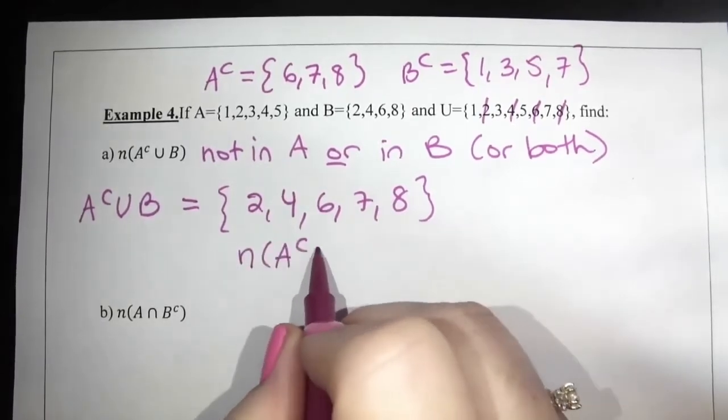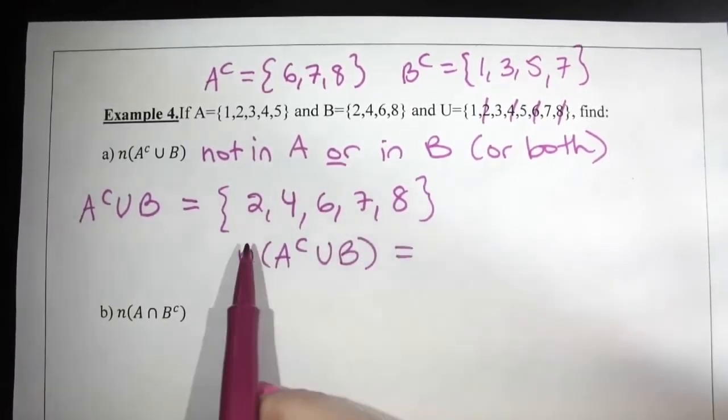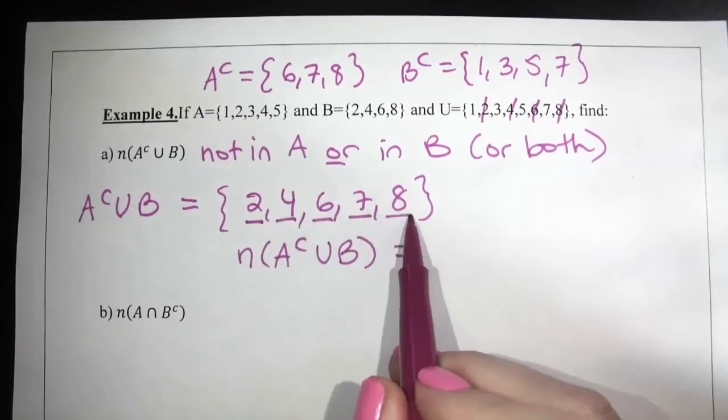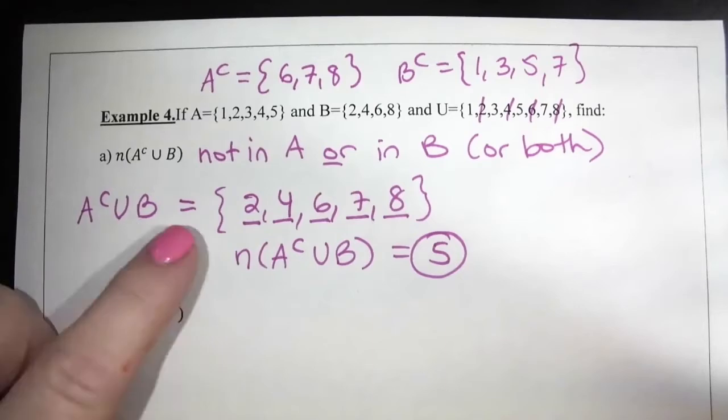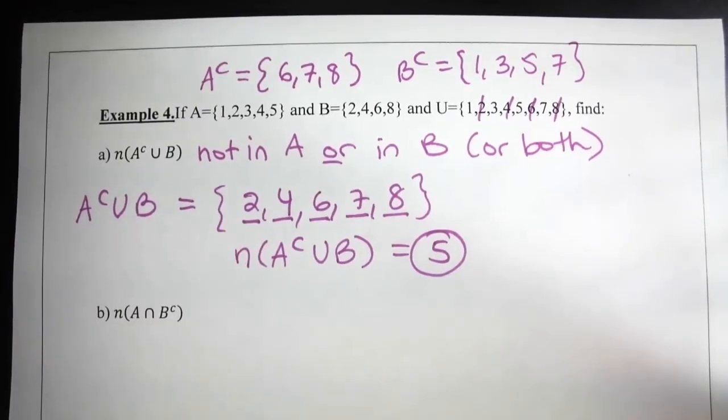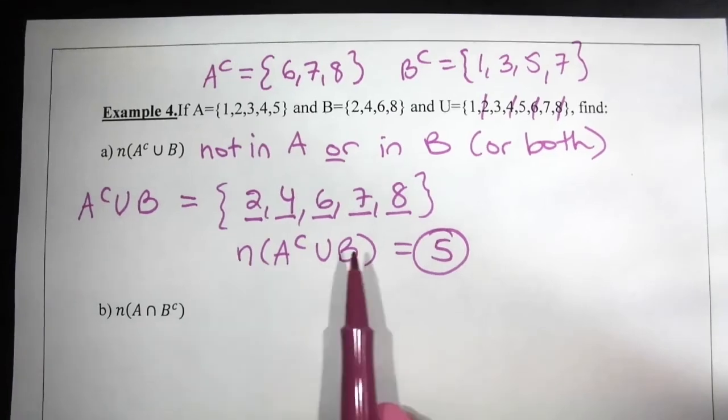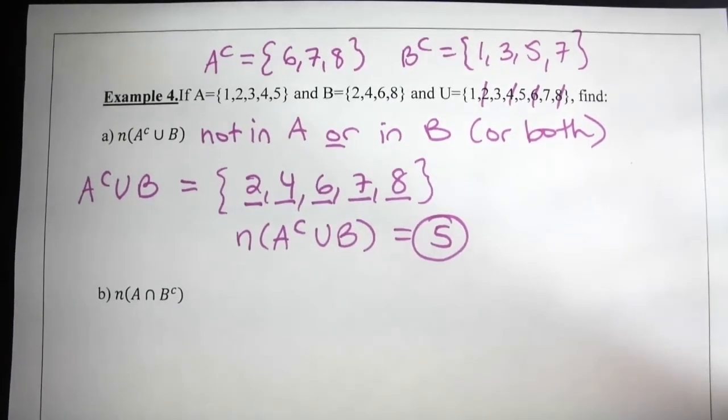So the N stands for number. That means count them. 1, 2, 3, 4, 5 elements. So if it just asks for the set A complement union B, you would say 2, 4, 6, 7, 8. But if they ask for N for number, then you count them.